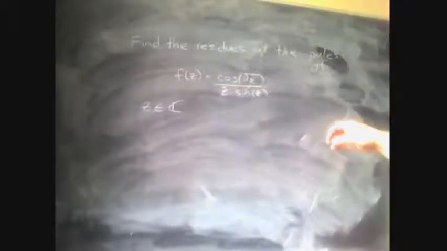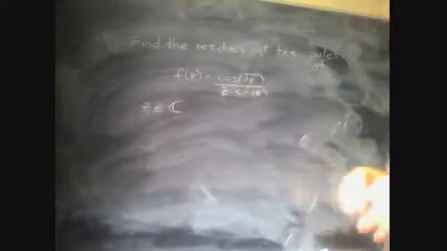Obviously, we're going to have poles where the function is not analytic, and the easy way to point that out is when the denominator is going to be 0. So how many points does that apply to? We'll find out.